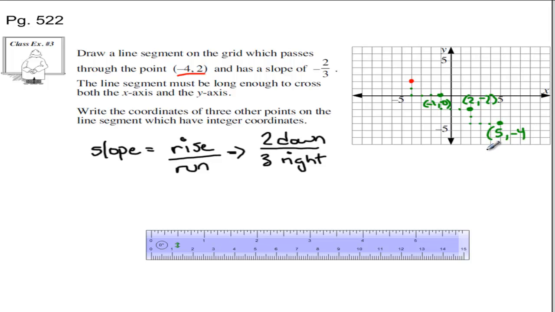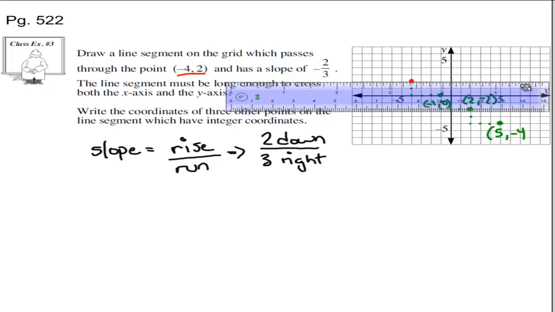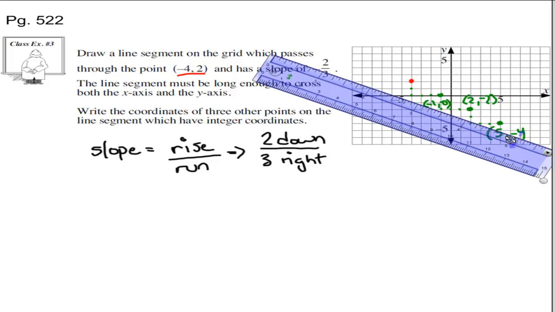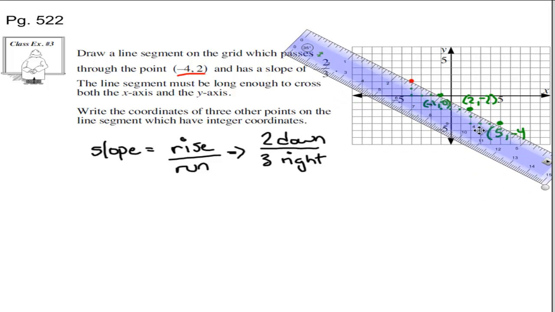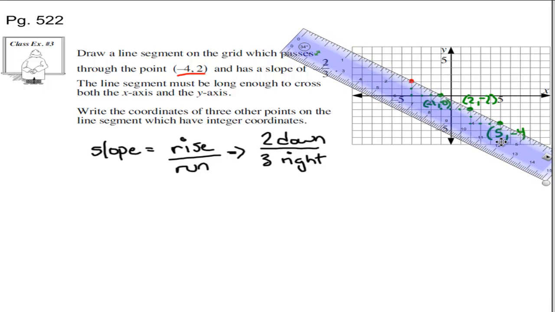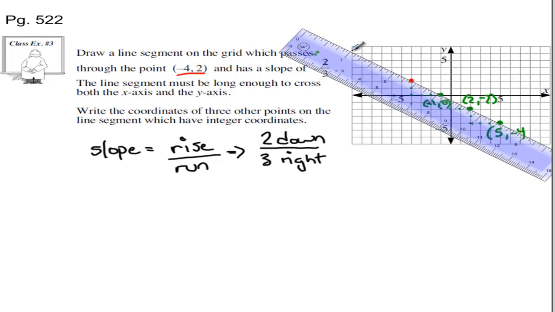Now we have to draw a line segment crossing the x-axis and the y-axis. So I'm going to bring over the ruler. Okay. And I'm going to draw a line segment that connects all of these dots together. Here's your line segment. It crosses the x-axis and the y-axis, and it brings all of these points together.